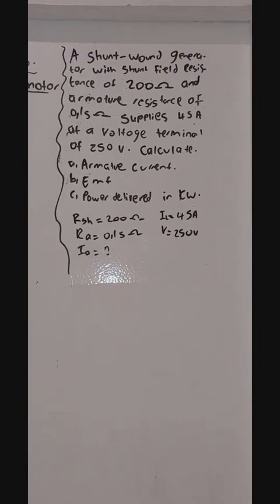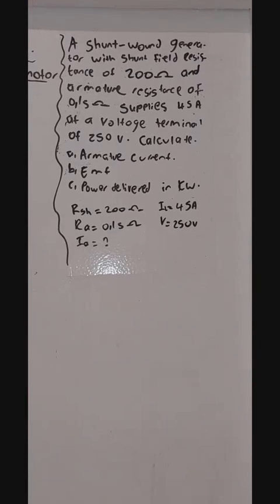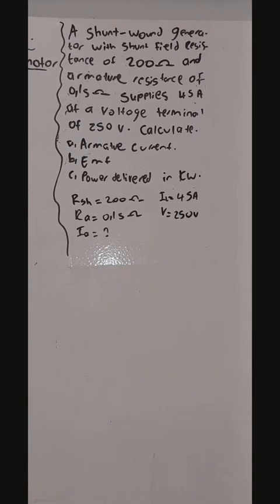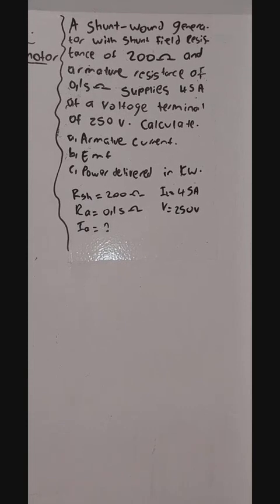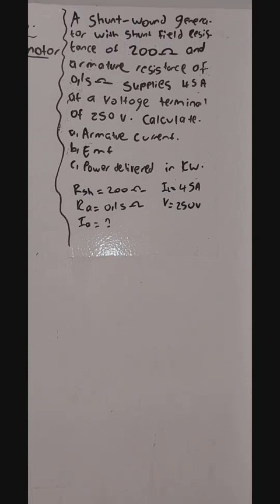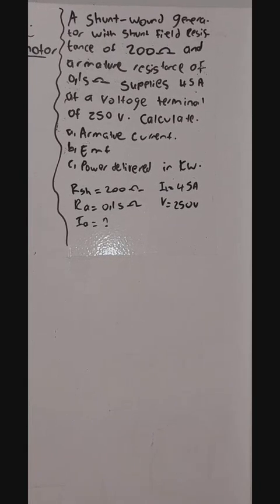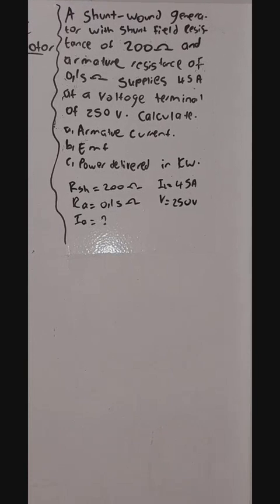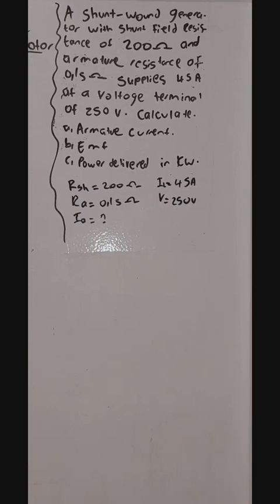But since we are still focused on the question, let's see from our formulas, if we have R shunt, R armature, IA, IL, V, to find armature current, which formula we can use from shunt wound. I told you that a shunt wound generator is a parallel generator, so let's check the parallel generator to see how we can find the armature current.